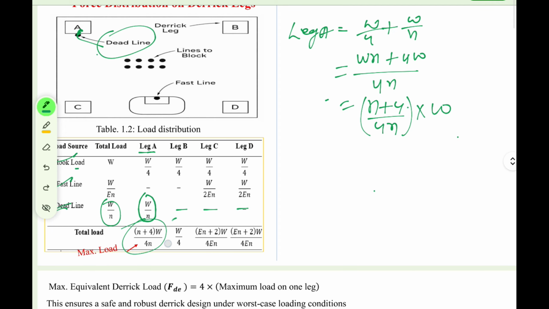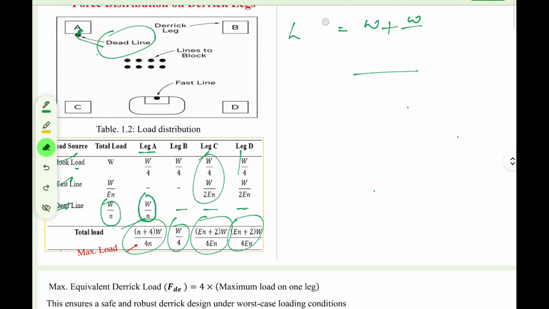If you sum this thing, you will get this. Let me solve this for this case.